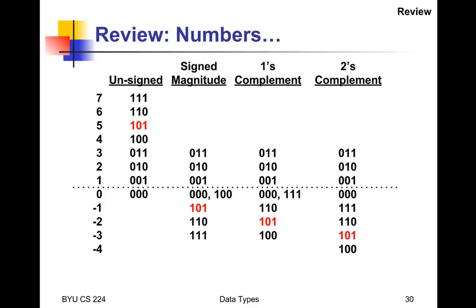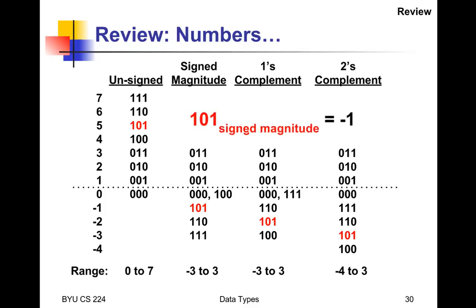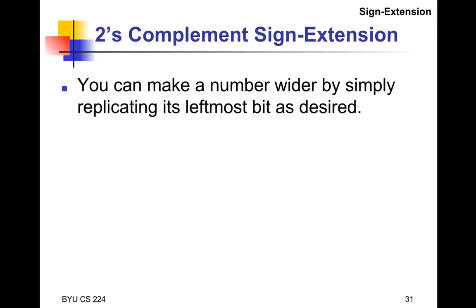2's complement is actually what we use most of the time, or almost all the time. It goes from a range of 3 to -4, and 101 is a -3 in that case. So these are the numbers. 101 base 2 is 5 unsigned, -1 signed, -2 in 1's complement, and -3 in 2's complement.